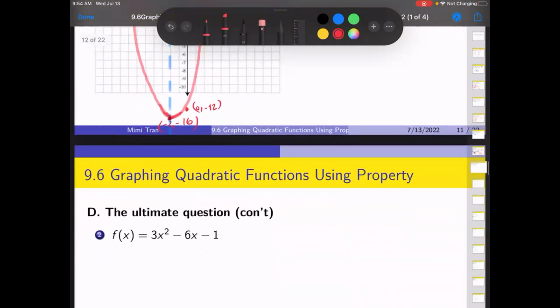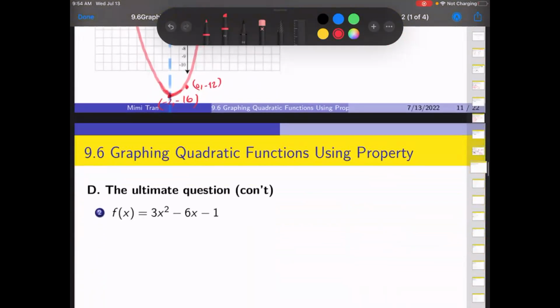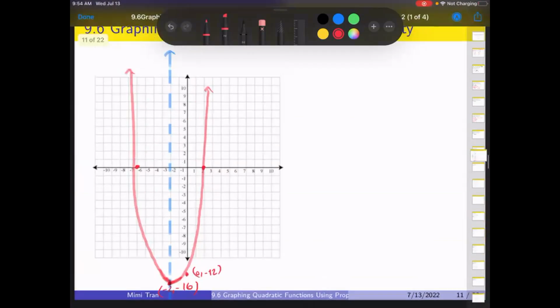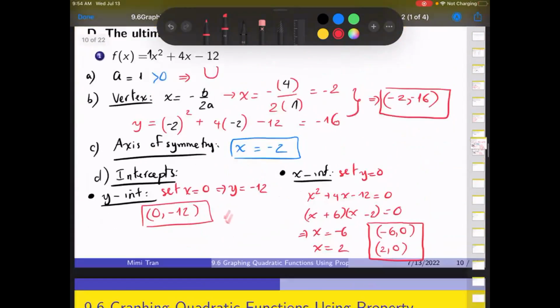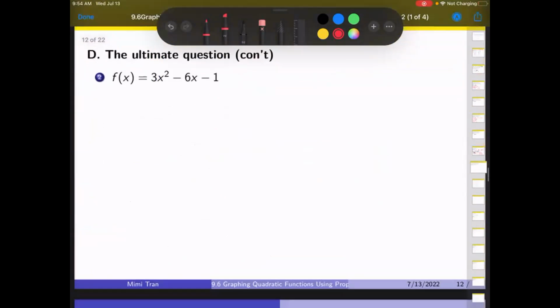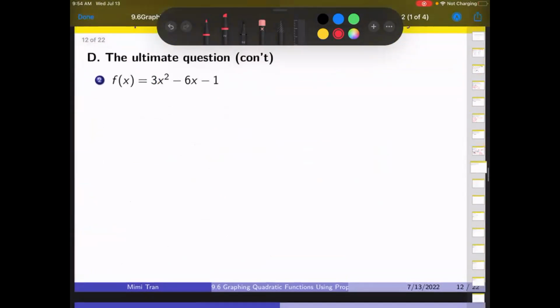Let's try one more. Let's try this one. I'll give you a minute just to try it out a little bit.